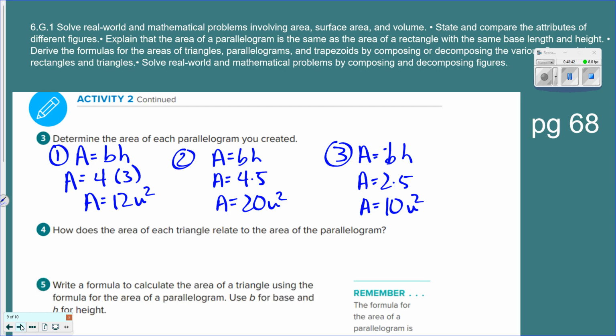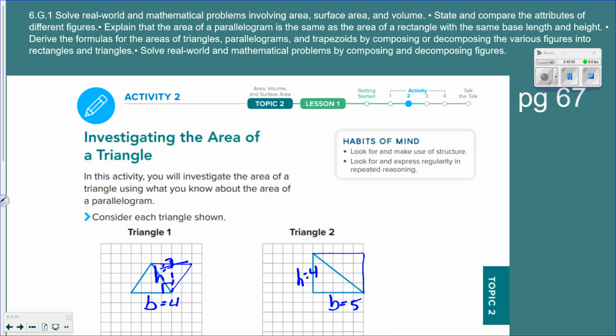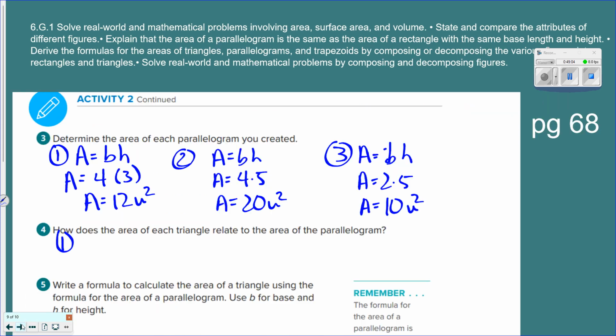So the first one, the parallelogram was 12 units. So what's the triangle going to be? Guys, this area, this whole thing is 12. What's this part? 6. Is that hard? Am I missing something? The second one, the whole thing was 20, so the triangle piece is going to be 10.